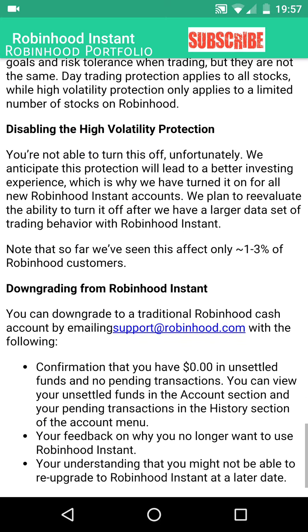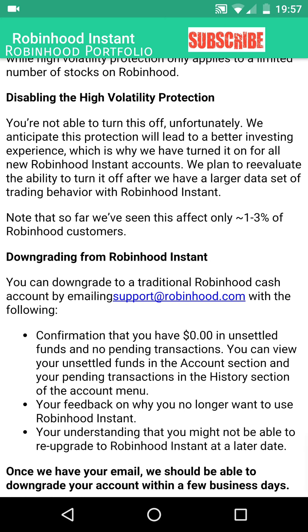However, if you do want to do that, we can see on the bottom here, you can simply email Robinhood here and they will be able to downgrade your account from the Instant. So you can just go ahead and email them at support@robinhood.com. It'll take a few days, as you can see on the bottom there, but they can put you back on the normal Robinhood account, the non-margins, the non-limited margins account.